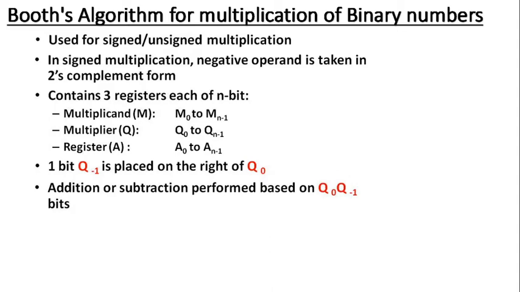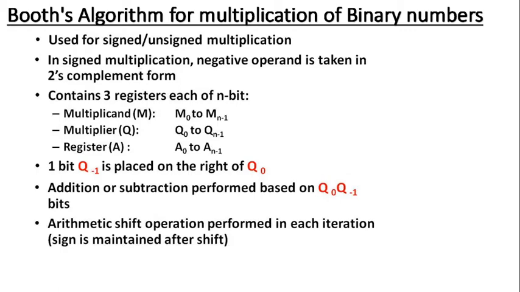Addition or subtraction performed during each iteration of Booth's algorithm is based on the Q0, Q-1 bits as stated here. And we need to show it in the corresponding flowchart on the next page. Then next is the arithmetic shift right operation, which is performed at the end of each iteration. Now why is the arithmetic shift right operation performed? Because the sign is always maintained after the shift in case of arithmetic shift right.